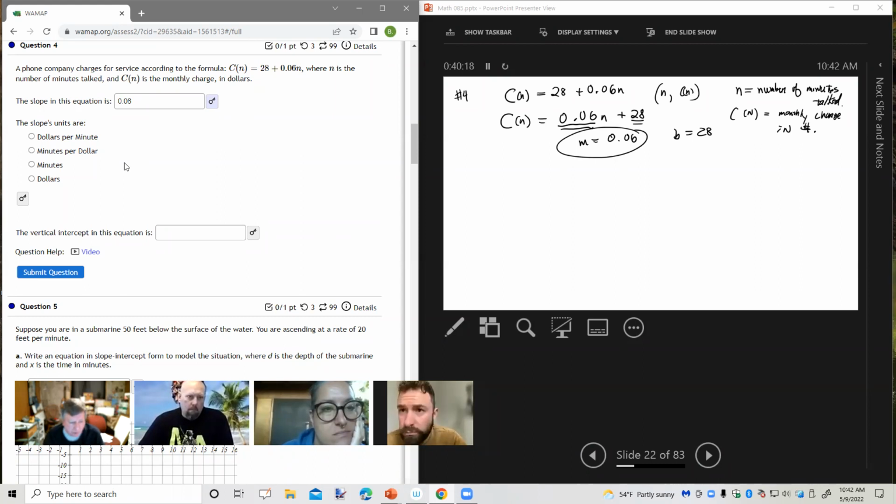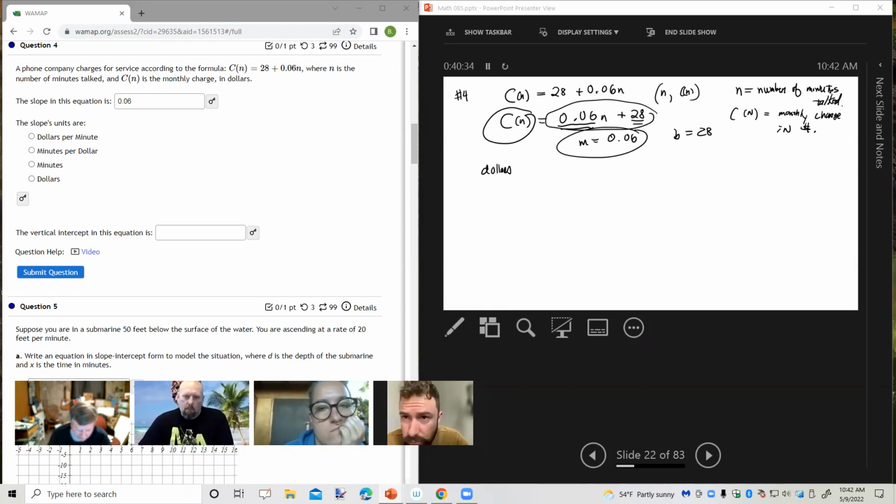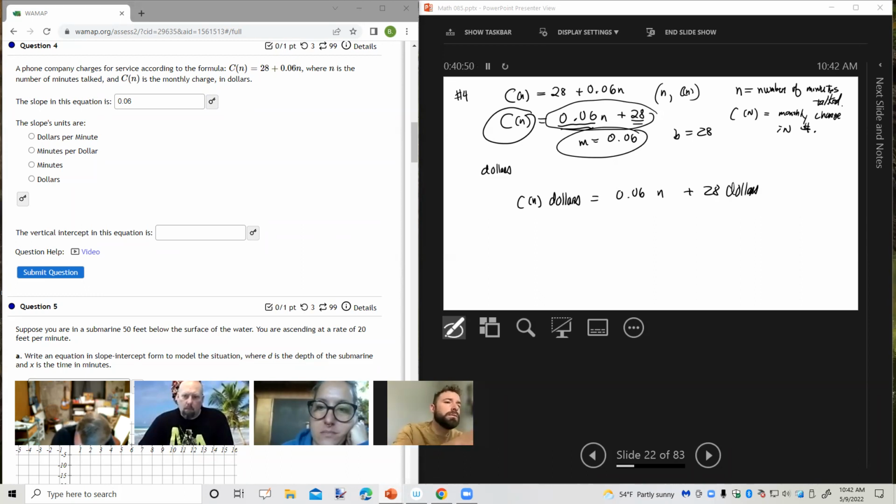Now, the slope's units are, let's go through and let's look at what all the units are, all right? C of n, that's in dollars. So that means this whole thing has to be ultimately in dollars, okay? So we've got C of n dollars equals 0.06 n plus 28. Well, 28 would have to be in dollars. N is minutes, right? So this is minutes. But the question is, what are the units for the slope? I've got to end up with dollars. This is dollars, but this is whatever this is times minutes.